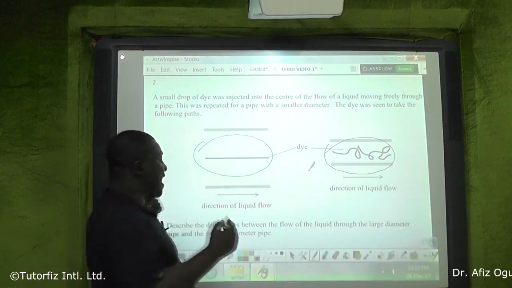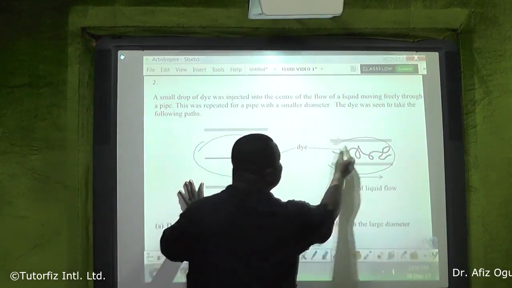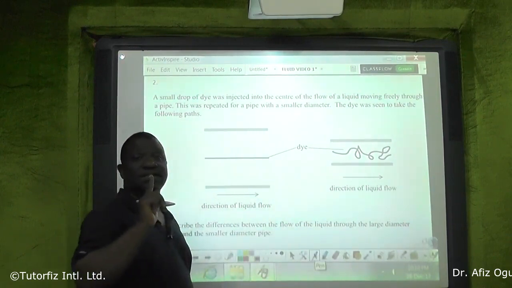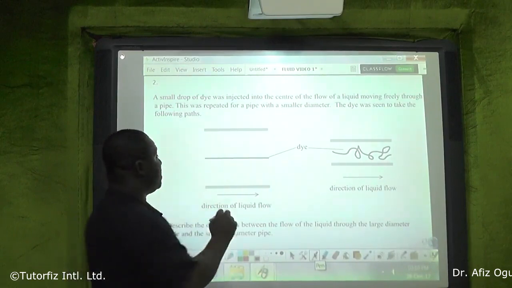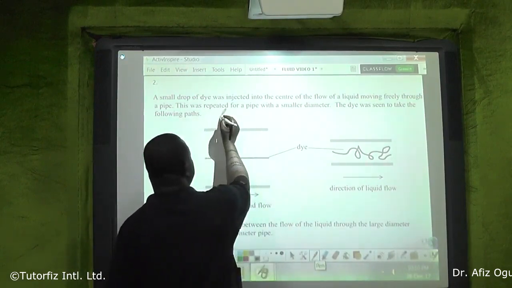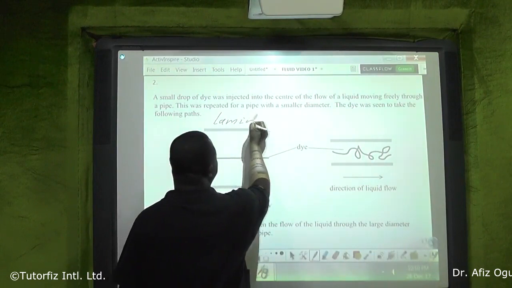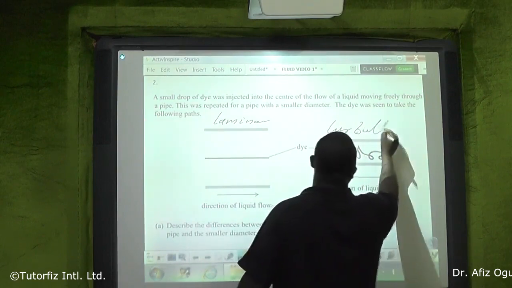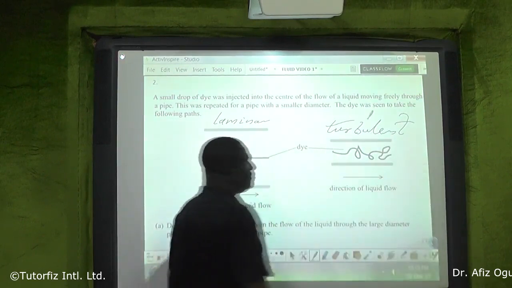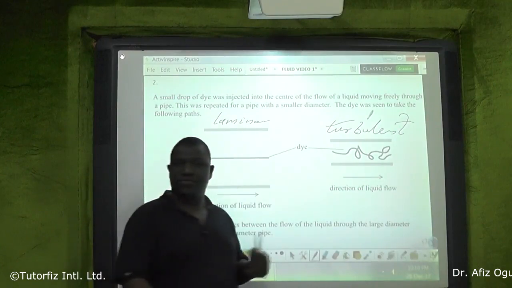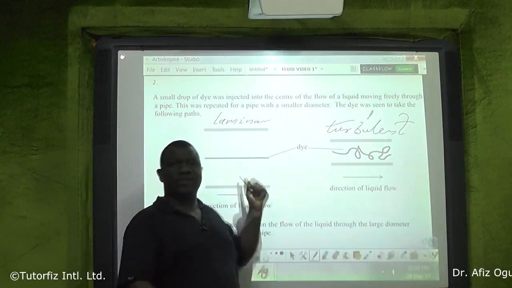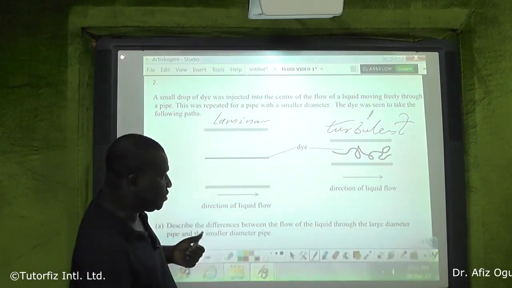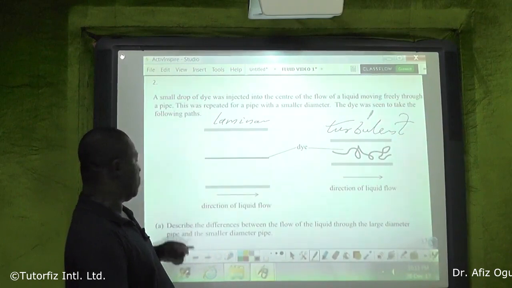Now they are asking you the differences, and since they did not tell you this is laminar or turbulent, the first difference you have to write is the name. You will say this is laminar flow, and this is turbulent flow. Or streamline flow and turbulent flow. That's the first difference. Of course, it is 3 marks.